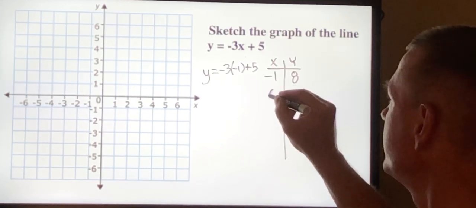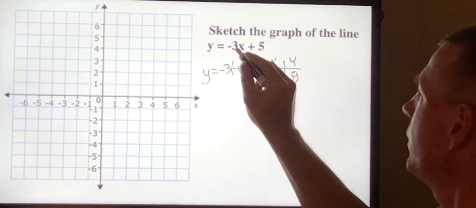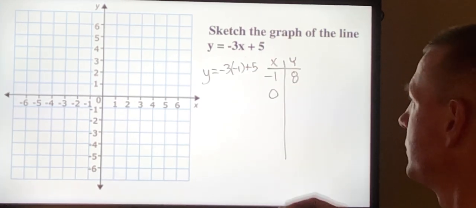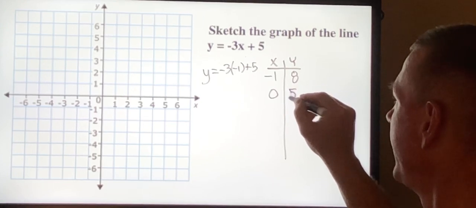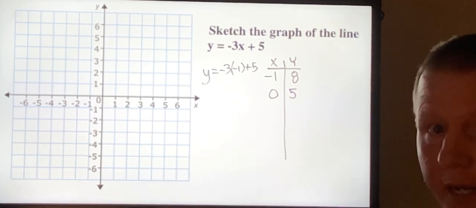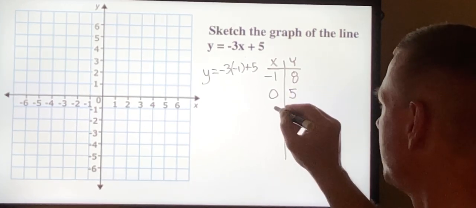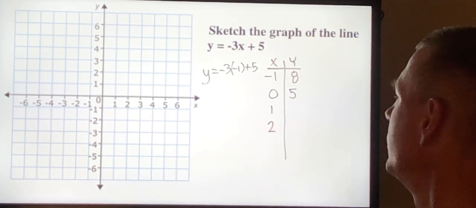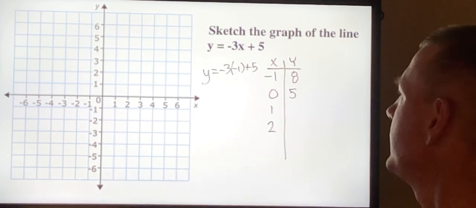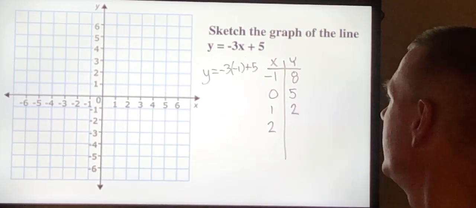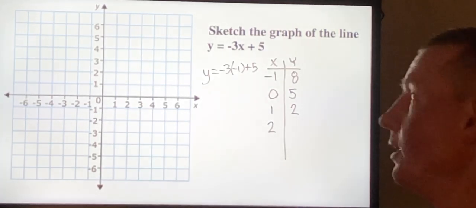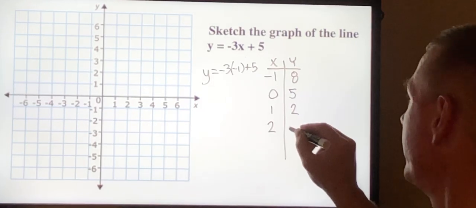I'm also going to plug in 0. If I plug in 0, negative 3 times 0 is 0, plus 5, so that would be 5. And that would tell me my y-intercept. I'm also going to plug in a positive value. Let's also plug in 1 and let's plug in 2. If I plug in 1, negative 3 times 1 is negative 3, plus 5 gives me 2. And if I plug in 2, negative 3 times 2 is negative 6, plus 5 is negative 1.